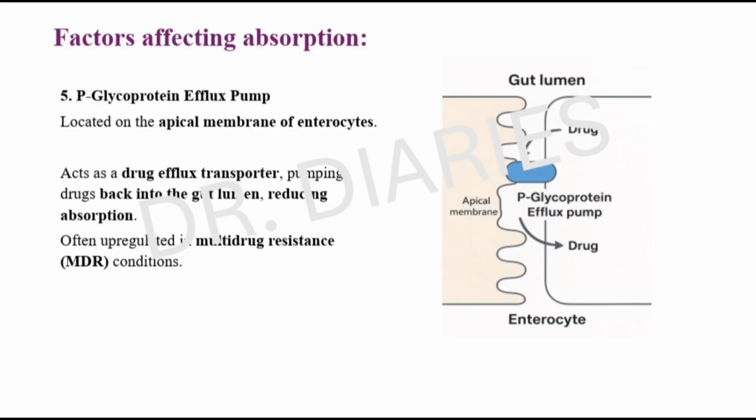5. P-glycoprotein, PGP, efflux pump. It is a transmembrane protein found in the cells of the intestines, brain, liver, and kidneys that pumps foreign substances, like drugs, out of the cells. In the intestines, it can pump drugs back into the gut lumen, reducing the absorption. How it affects absorption. High PGP activity. Drugs are pumped out, reducing the absorption.